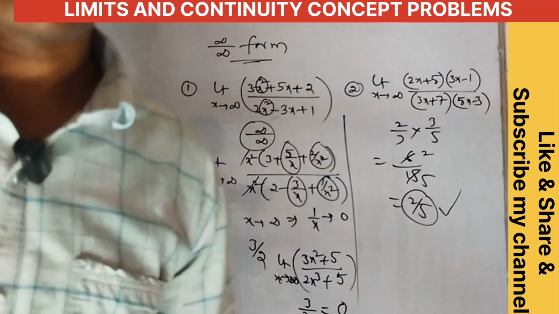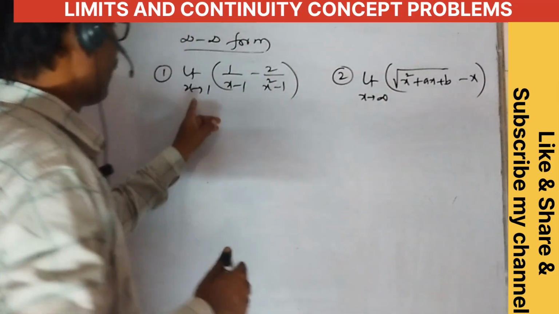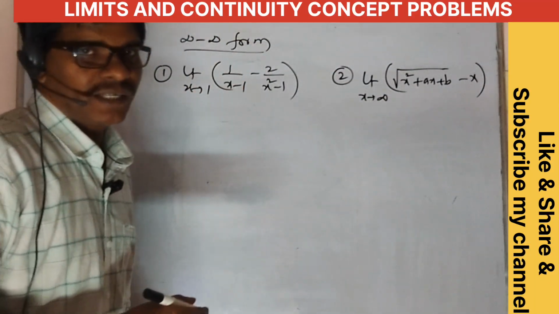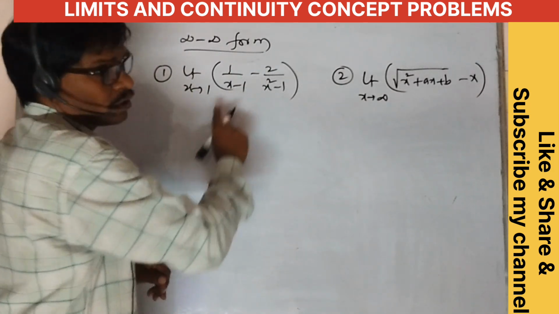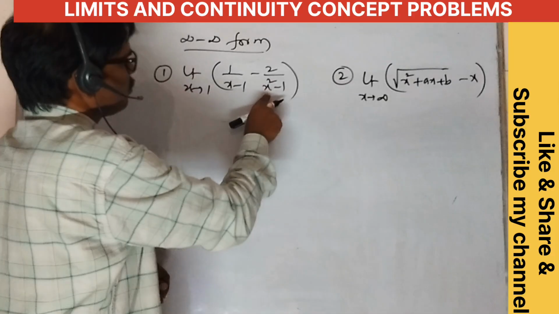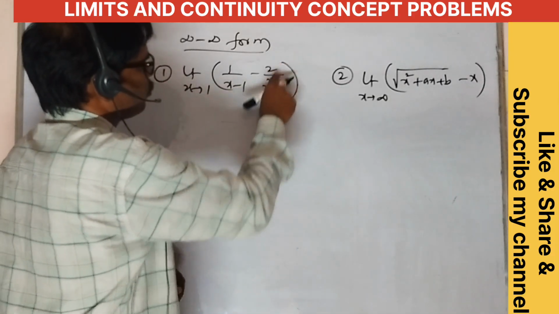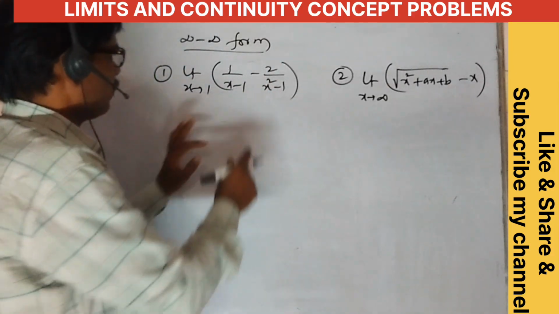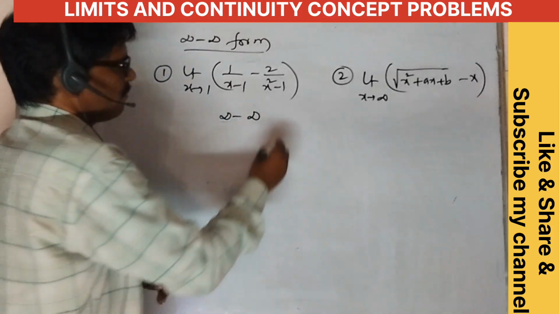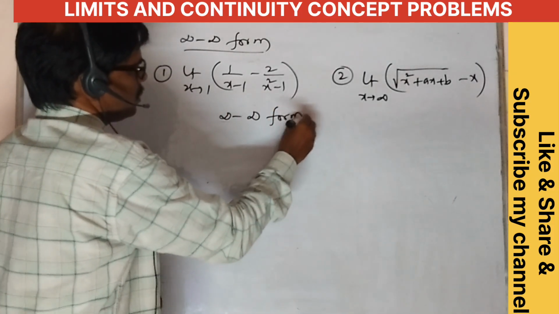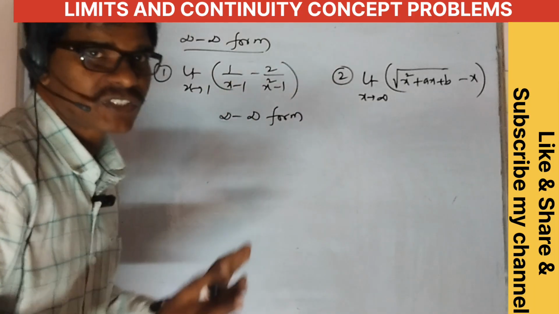Next, one more indeterminate form: infinity minus infinity. What is infinity minus infinity? As the limit extends to 1, 1 by 0 is equal to infinity, and 2 by 0 is equal to infinity. Okay, this is the infinity minus infinity form. There is a small change here.